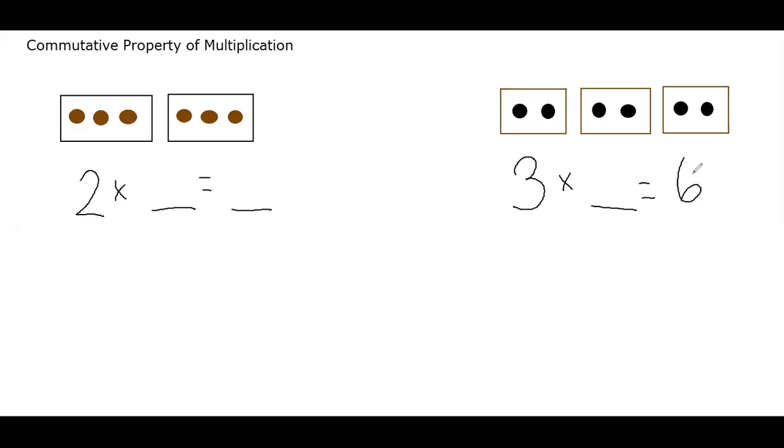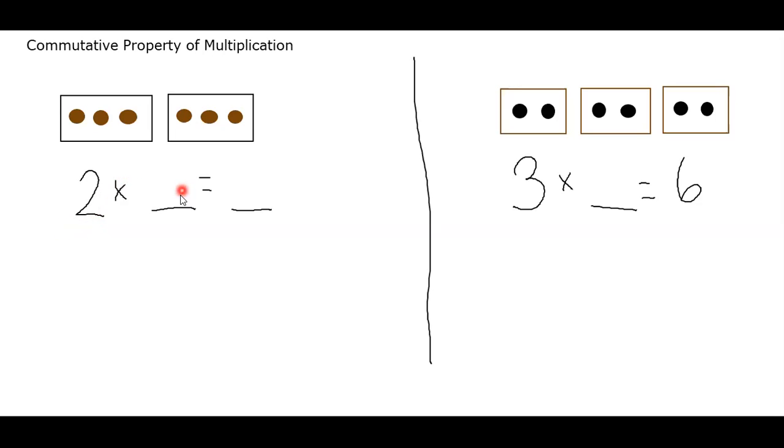Remember that the commutative property of multiplication states that when you change the order of the factors, the product stays the same. Okay, so look at the two pictures here. I have 2 different pictures. Let me draw a line so you can see that. In the first one, on the left of your screen with the brown dots, I have 2 groups. So that's where my factor of 2 comes from.